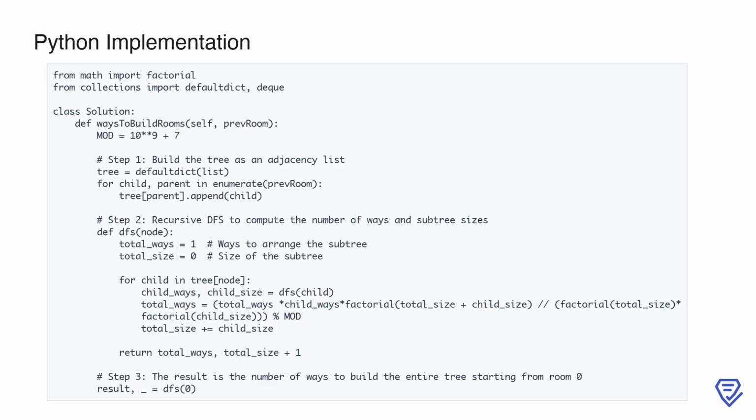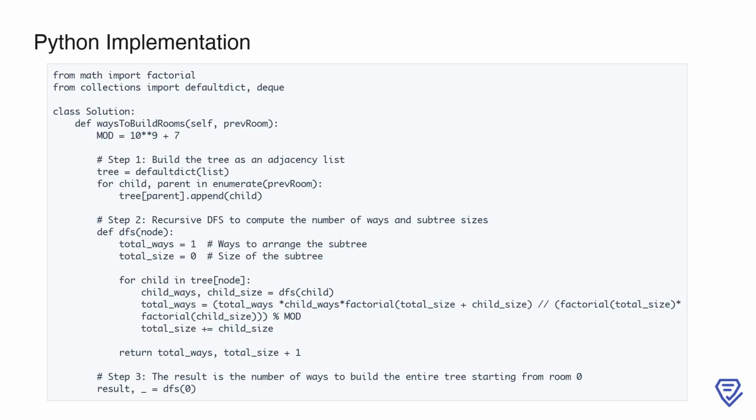We define a constant mod equal to 10^9 + 7 to ensure that our results remain within the bounds of modular arithmetic, as required by the problem. The first major step is to construct the tree structure as an adjacency list, stored in the tree dictionary. Here, for every room, represented as child, we append it as a child of its parent in the tree. This adjacency list will allow us to traverse the hierarchy of rooms efficiently.